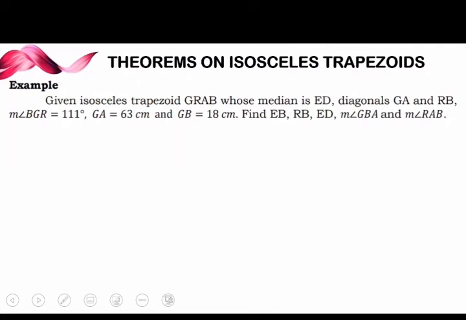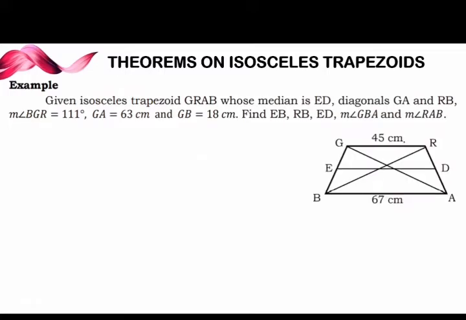Now let's apply the concept of that theorem. Example: given isosceles trapezoid GRAB, whose median is ED. Diagonals GA and RB. The measure of angle BGR is equal to 111 degrees. If the measure of the diagonal GA is 63 centimeters and the measure of the side GB is equal to 18 centimeters, find the measure of segment EB, diagonal RB, segment ED, the measure of angle GBA, and the measure of angle RAB.